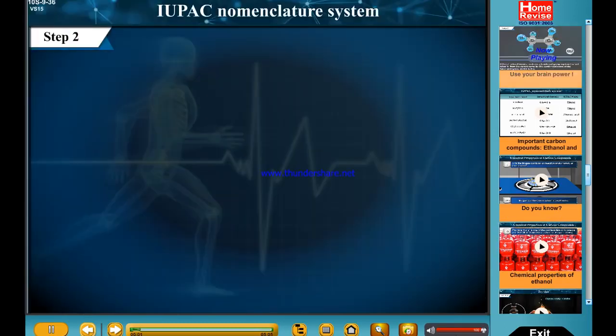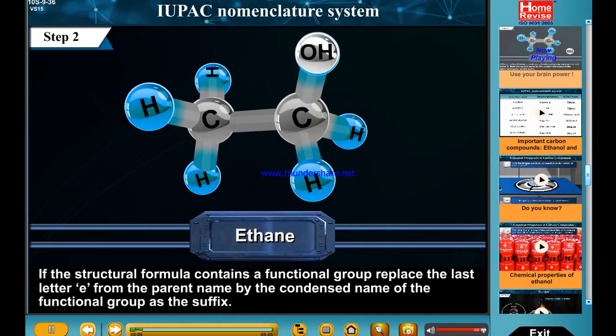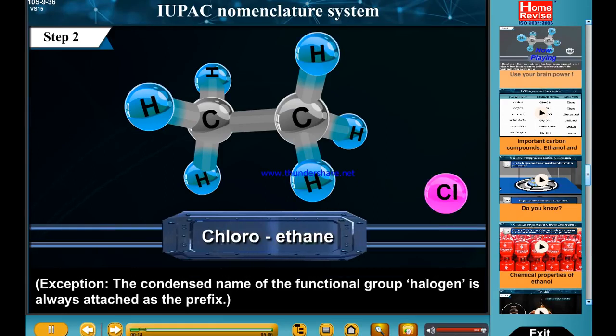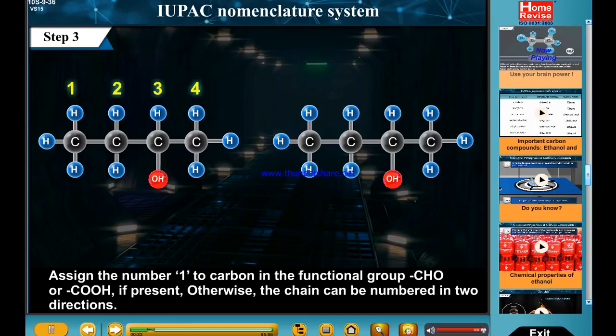Step 2. If the structural formula contains a functional group, replace the last letter E from the parent name by the condensed name of the functional group as the suffix. Exception: the condensed name of the functional group halogen is always attached as the prefix. Step 3. Number the carbon atoms in the carbon chain from one end to the other. Assign the number 1 to the carbon in the functional group CHO or COOH if present.